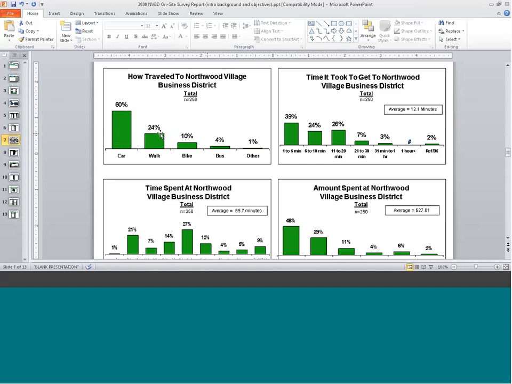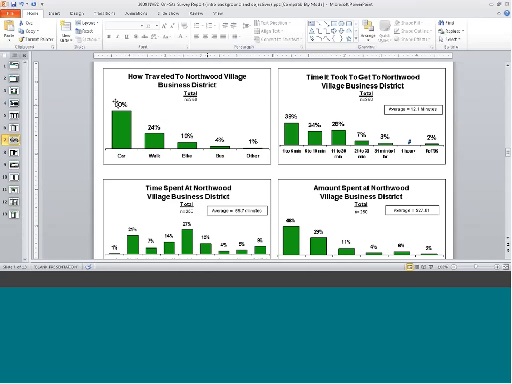If I was doing this one, I would say that the majority of people, because the majority is 50%, took a car. But a quarter of the people that came to the business district walked. So you could say the biggest way traveled was car. The secondary way of traveling was walking or biking. And then you would tell them whether or not it was different. So trend: was it different from 2008 and 2007?